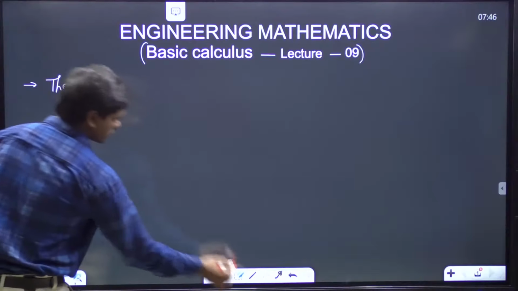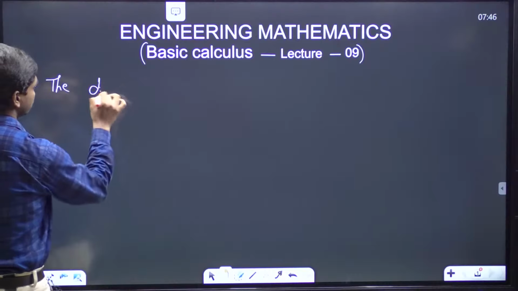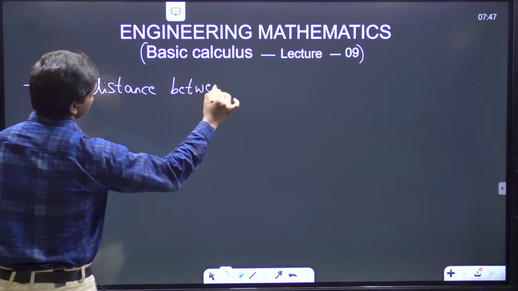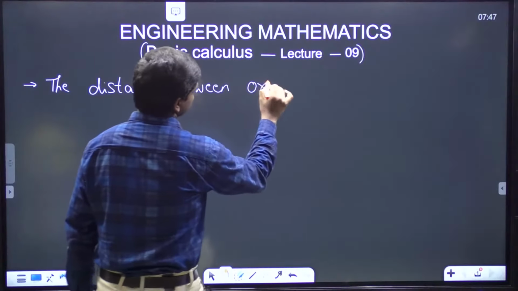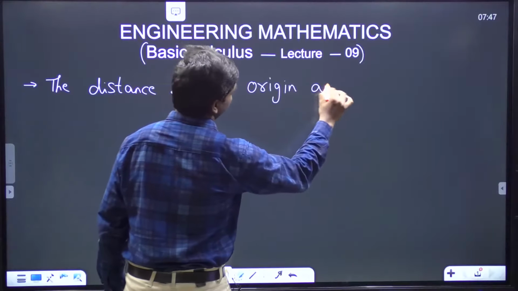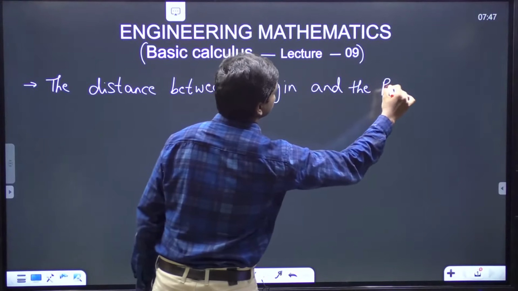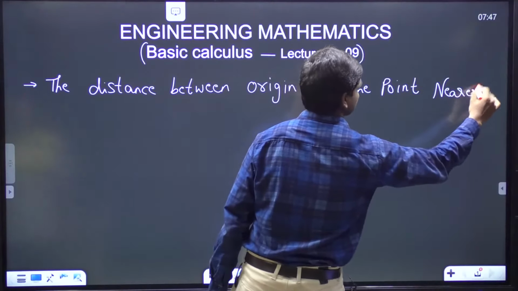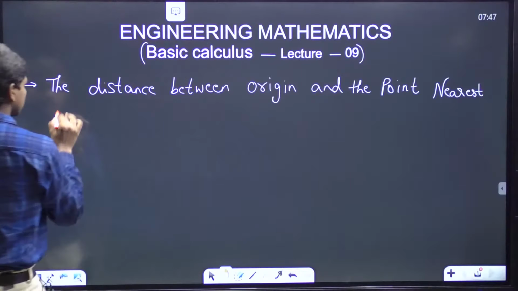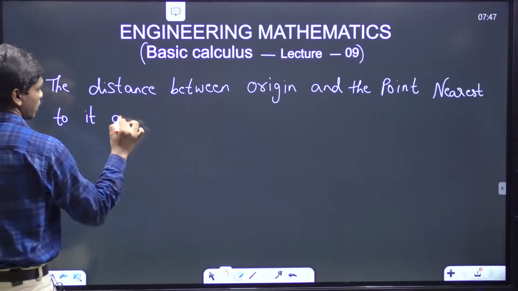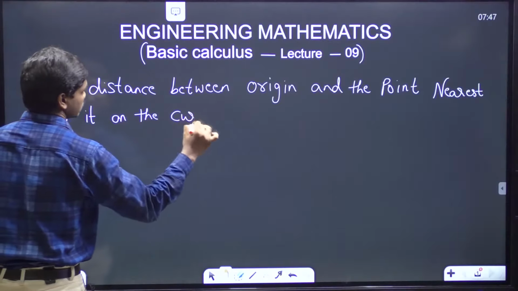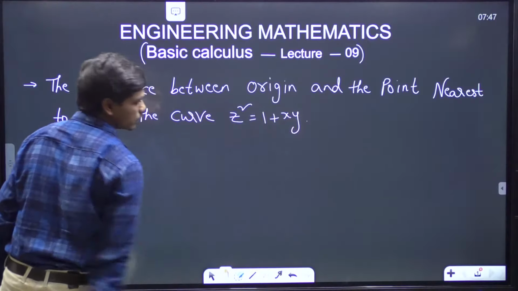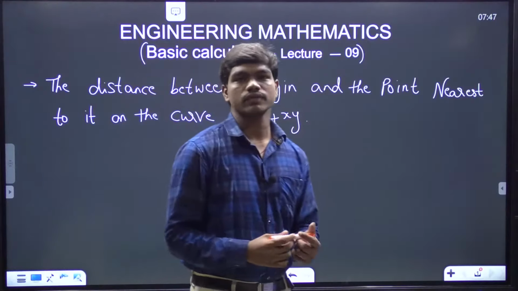the distance between the origin and the point nearest to it on the curve z square is equal to 1 plus xy. Okay, so basically there is a curve z square is equal to 1 plus xy.